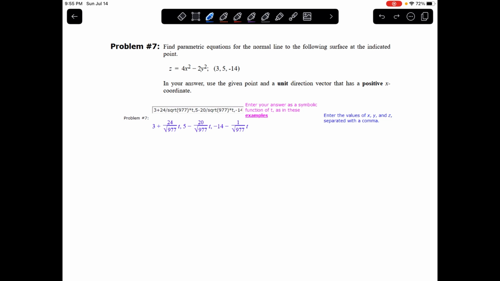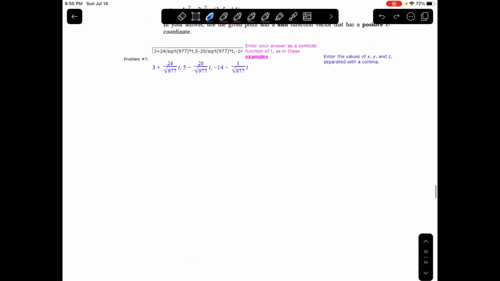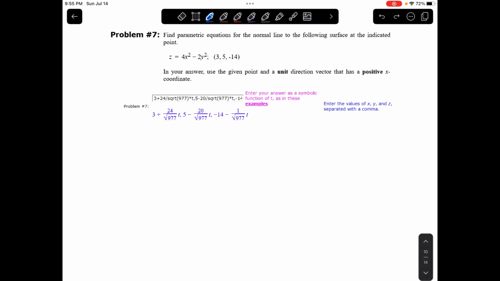Okay, so question number 7. This is one of the last kind of working out by hand questions, I would say probably about the last. They're asking us to find parametric equations for the normal line to the following surface at the indicated point.